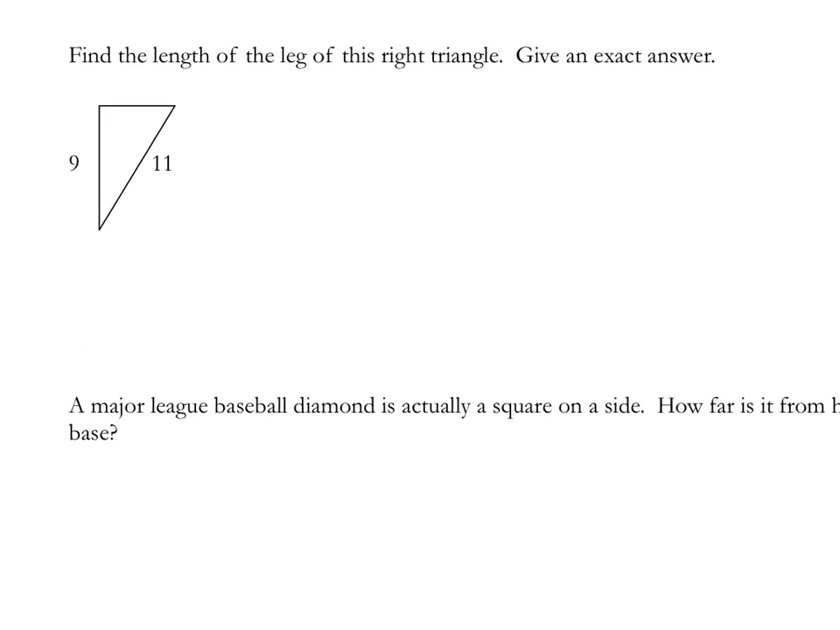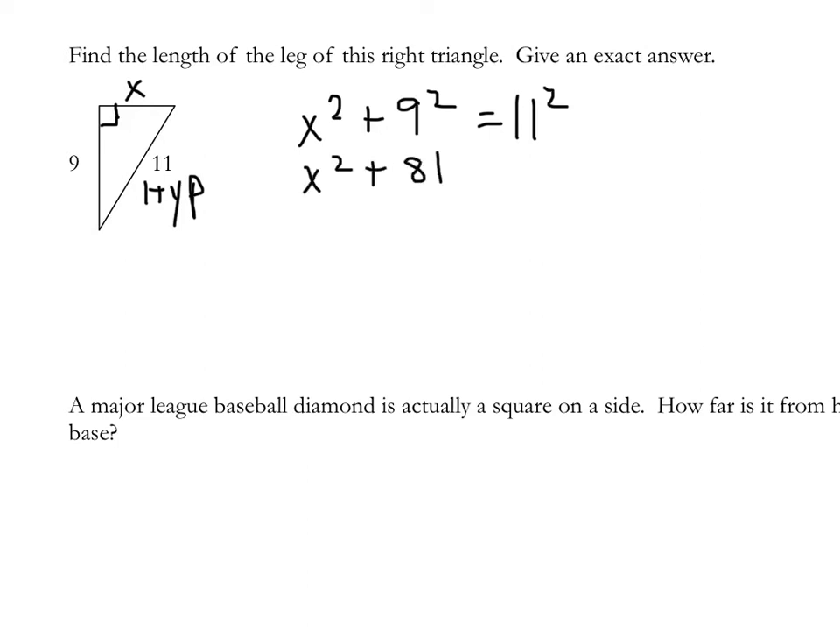So find the length of the leg of this right triangle. Give the exact answer. Do not give a decimal approximation. So this is a right triangle, so we have a 90-degree angle there. We do not know this side. Let's call it X. So 9 and X are the legs of the triangle. The hypotenuse is 11. It is the longest side of the triangle. So we could say x squared plus 9 squared equals 11 squared. X squared plus 81 equals 121.